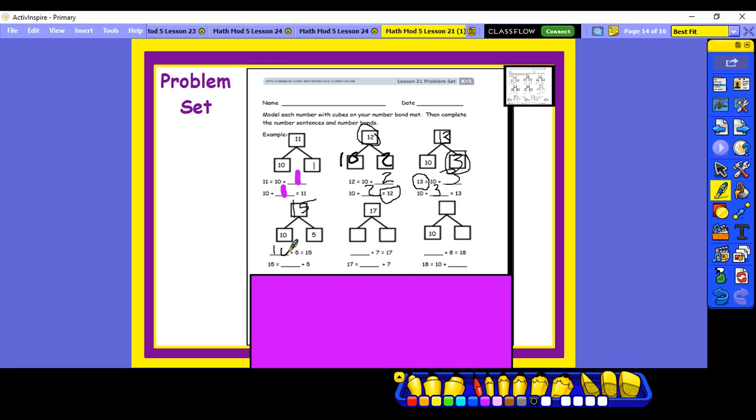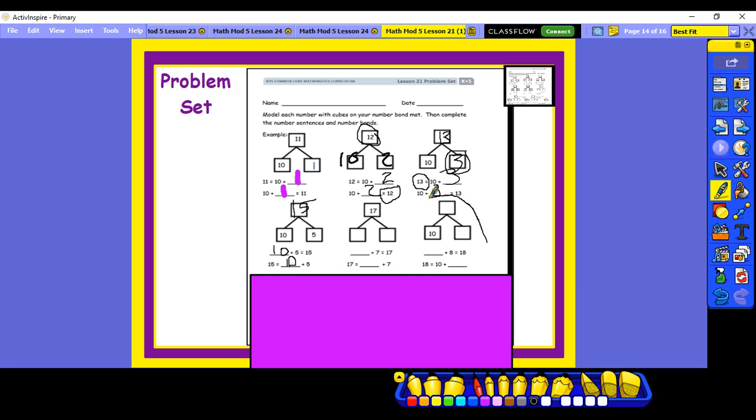10. 10 plus 5 equals 15. So 15 equals 10 plus 5. You are so smart. I am so proud of you.